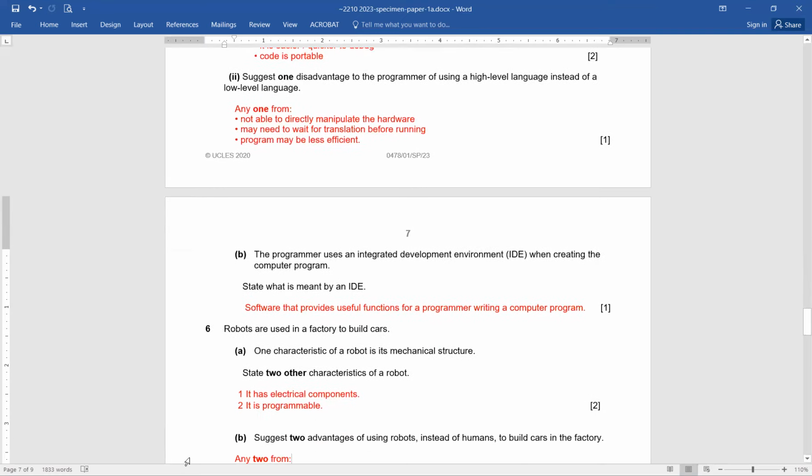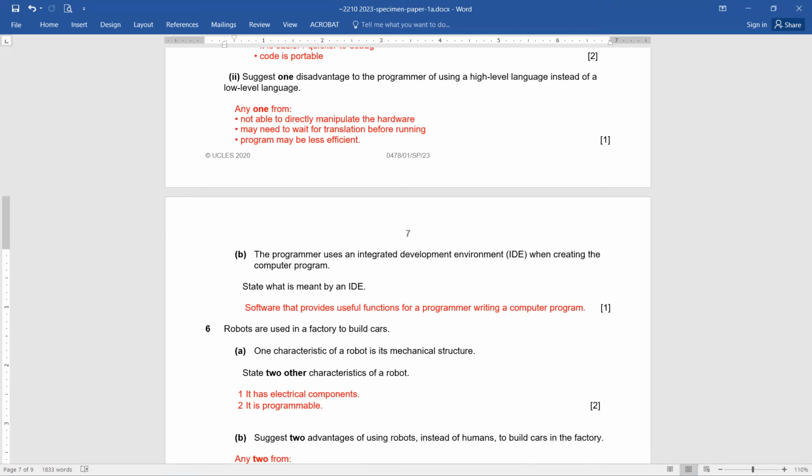Question number 6. Robots are used in the factory to build cars. One characteristic of a robot is its mechanical structure. State 2 other characteristics of a robot. So what are the 2 characteristics? It has electrical components. It is programmable. If a student has written these answers, definitely he's going to score 2 out of 2.